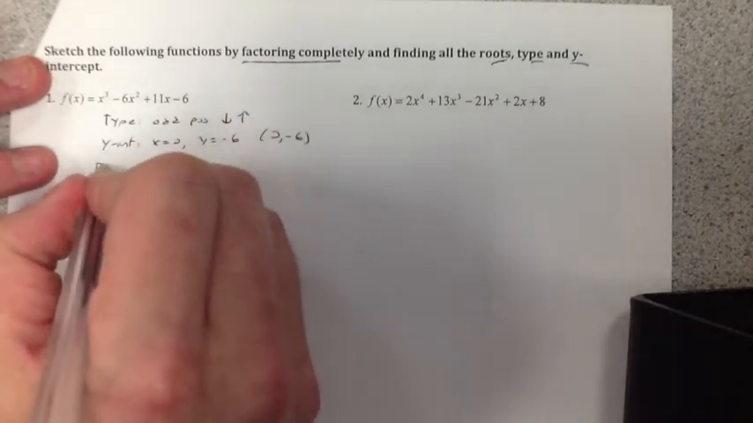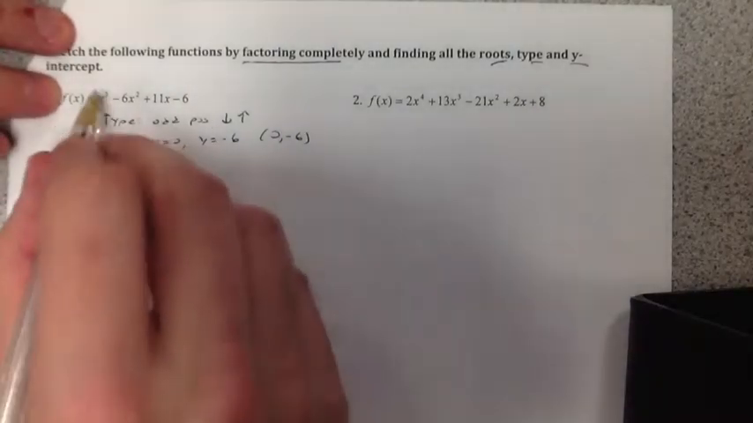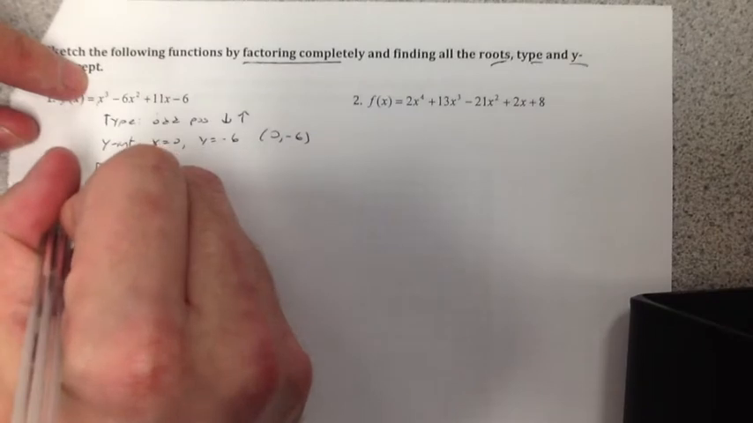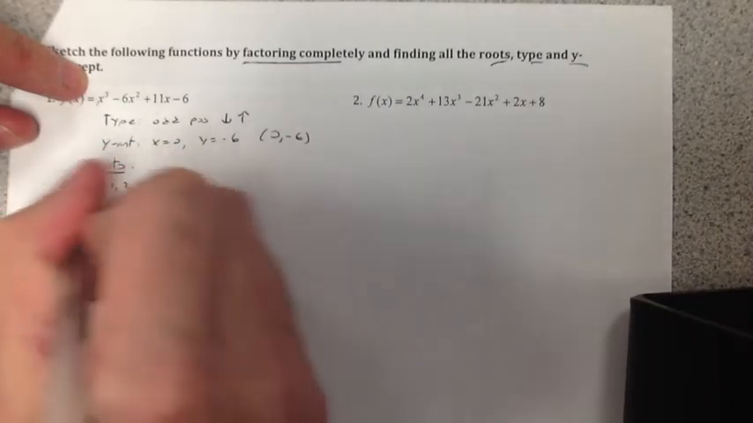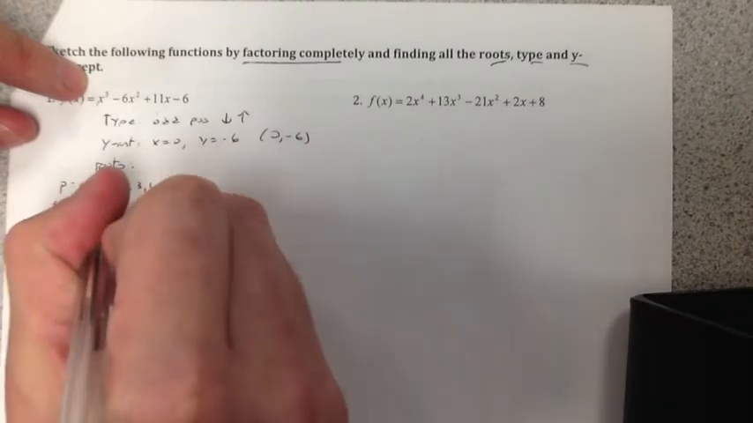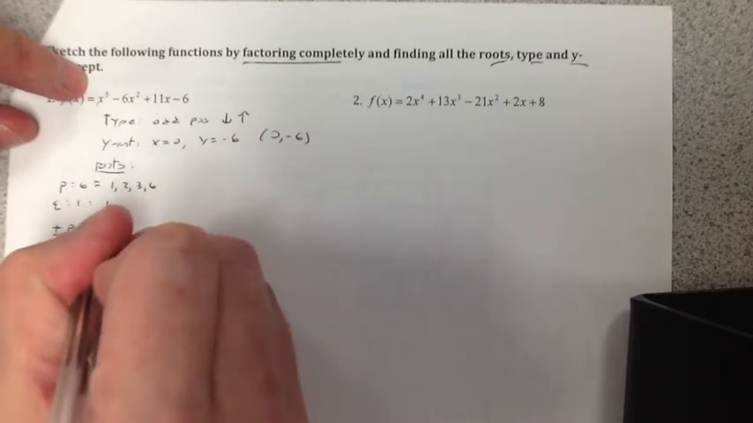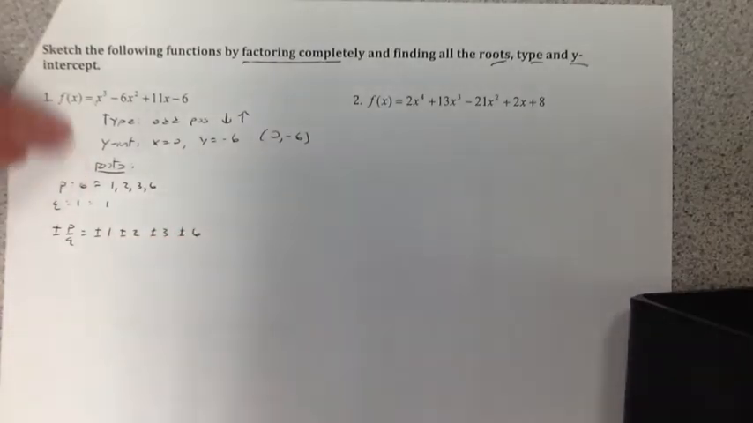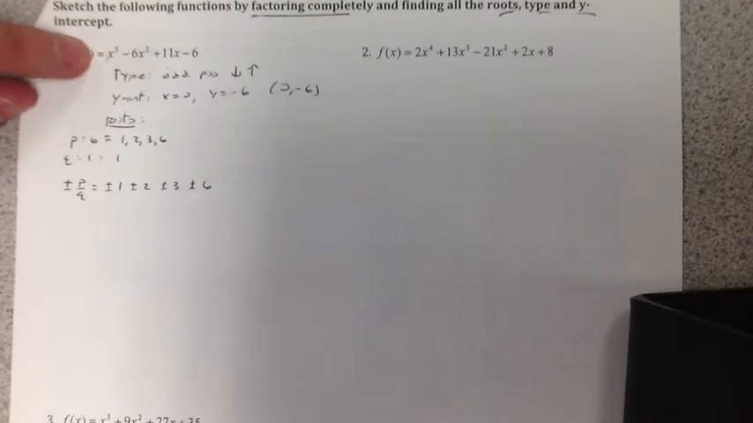All we have to do now is find the roots. Now to find the roots, we must factor it. Now how do we factor this one? Oh no, we can't. What we have to do is our p over q, plus or minus p over q's. So we know p is 6, so its factors are going to be 1, 2, 3, and 6. Q is 1, so we get 1. So my possibilities are plus or minus 1, plus or minus 2, plus or minus 3, plus or minus 6. And remember, we only have to find one to make this work.